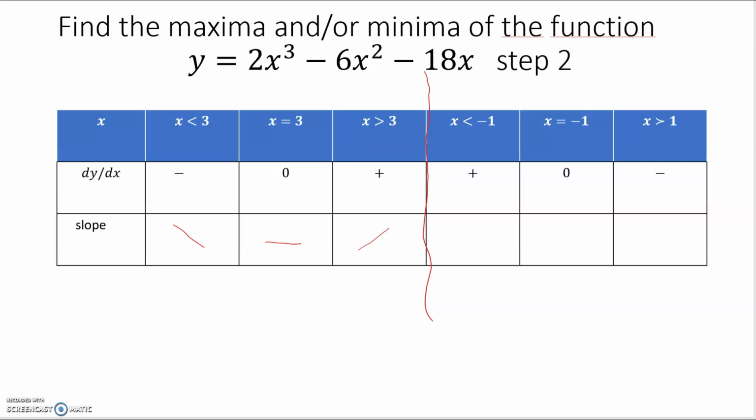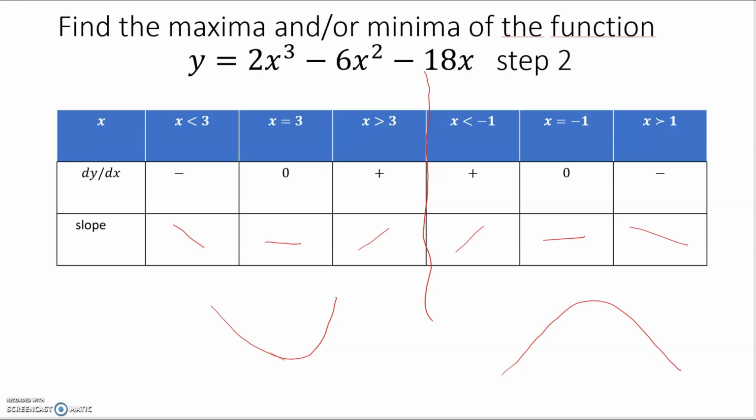Similarly, we can do the same for x is less than negative 1. It gives us that shape, a positive slope. When x is equal to negative 1, it gives us a 0 slope. And where x is greater than negative 1, it gives us a negative slope. So you can see if I draw those, it's kind of like that, and if I draw that, it's like that.